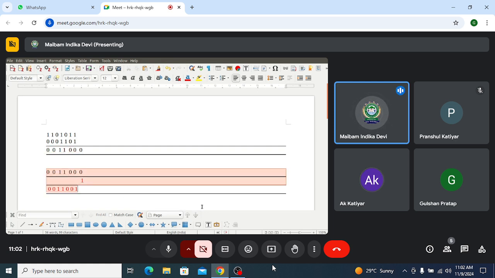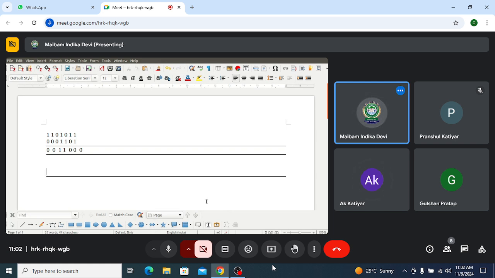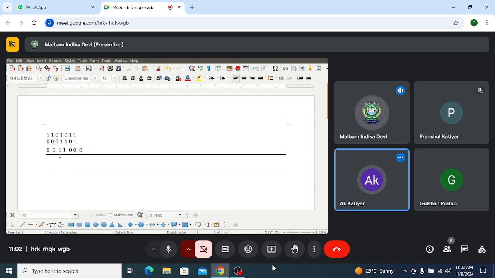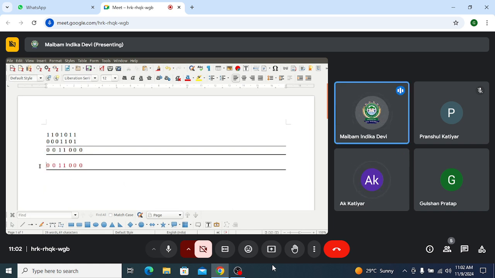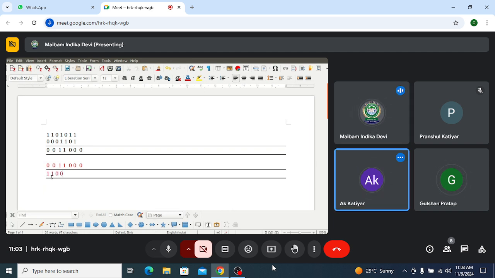In case your answer doesn't have any end carry, what you are supposed to do is take this number and again take the ones complement of this number. What is the ones complement of this number? You exchange zeros by 1 and 1 by 0. So you put 1 1 1 0 1 0 0 0 1 1 1. So this is the result, and don't forget to put a minus sign in front.